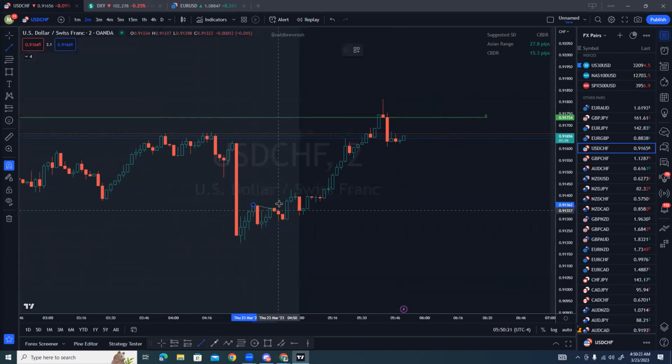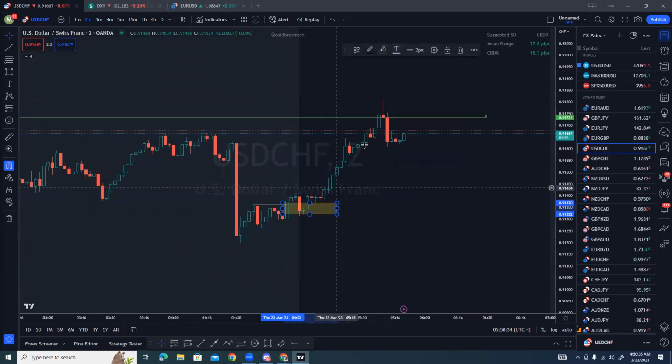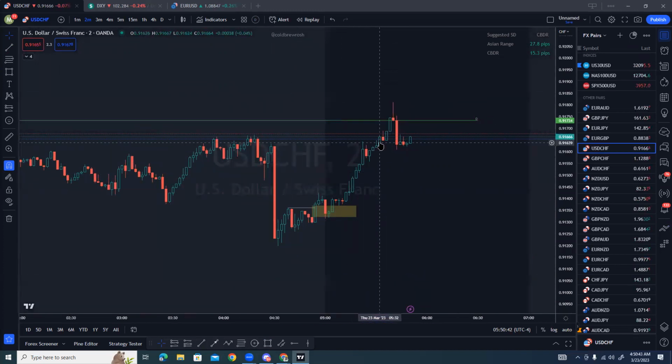this is the reason why I love this stuff so much. Break of structure, fair value gap, entry, target this. And that's a pretty good move.